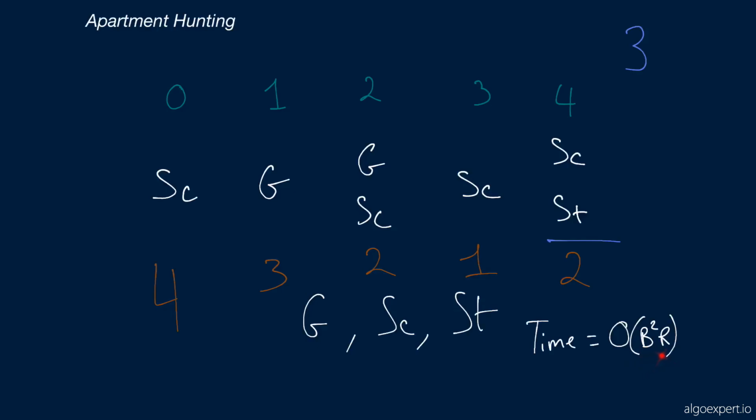Why is it O of b squared r? Well, think about it. We're doing 1 iteration through all the blocks. That's O of b. Then for each of those blocks, we're doing an iteration through all of the requirements. That's O of b times O of r. And then for each of those, we're reiterating through all of the blocks.